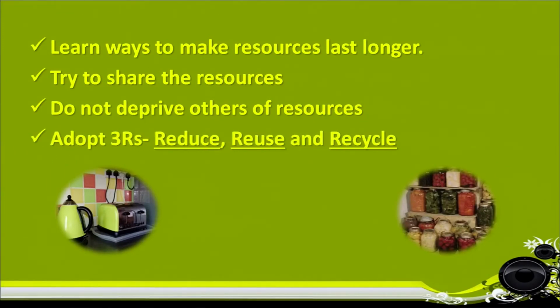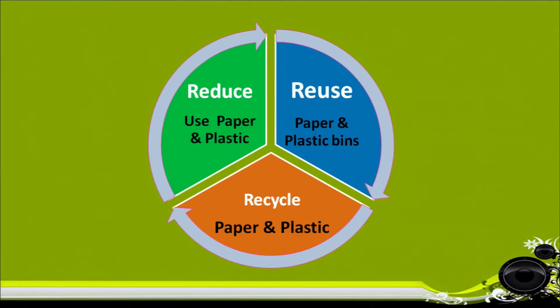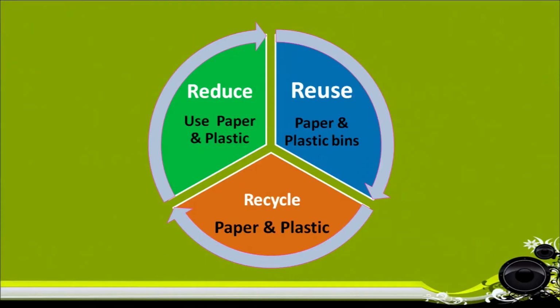What can you do? You must remember and adopt the 3R formula: reduce, reuse, and recycle. Let us learn what we can reduce, reuse, and recycle. In today's world, paper and plastic, which are precious, are used everywhere in homes, schools, offices, and otherwise. So, you must reduce the unnecessary use of paper and plastics. We can reuse paper and plastic bins, bottles, etc. for other purposes, as you have just learned. You can also recycle paper and plastic.